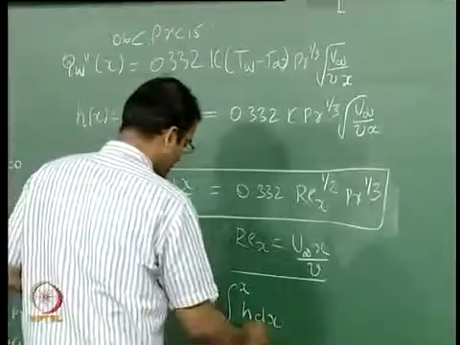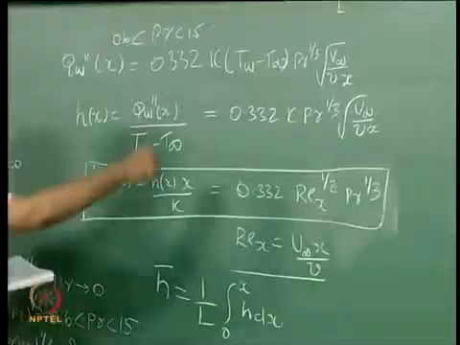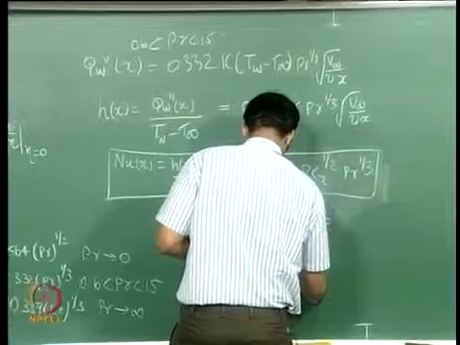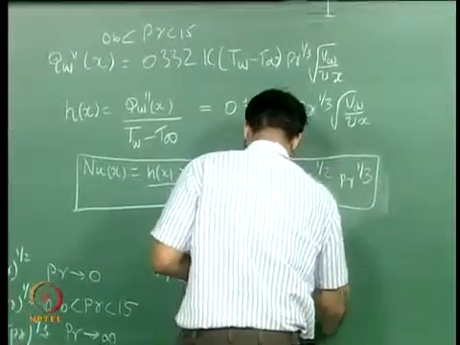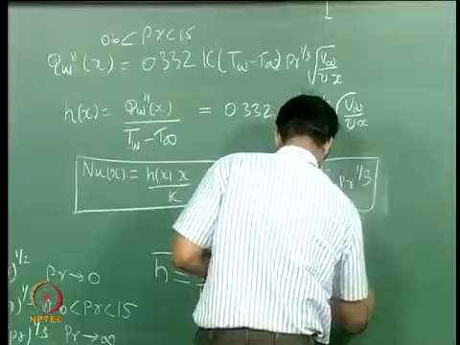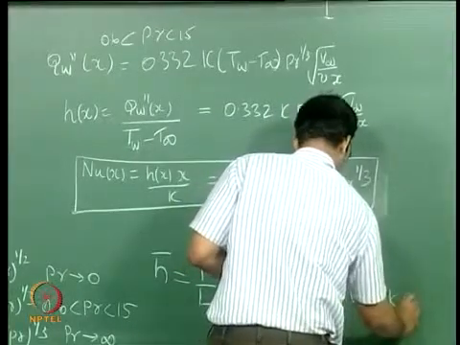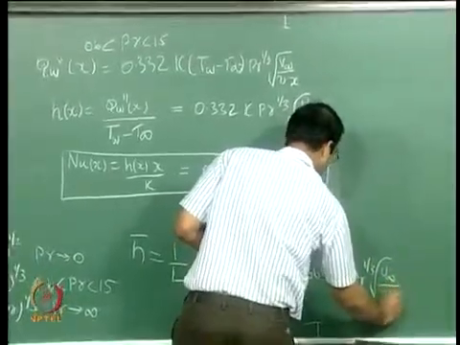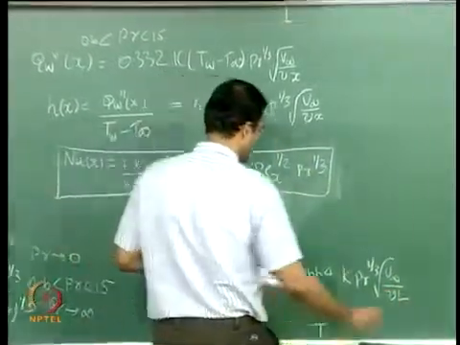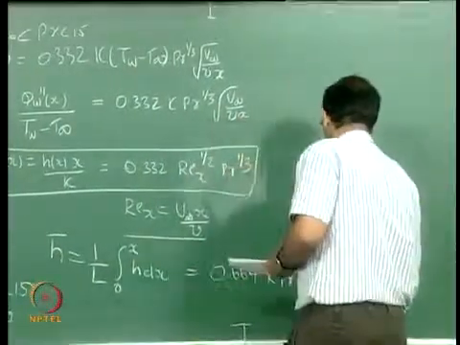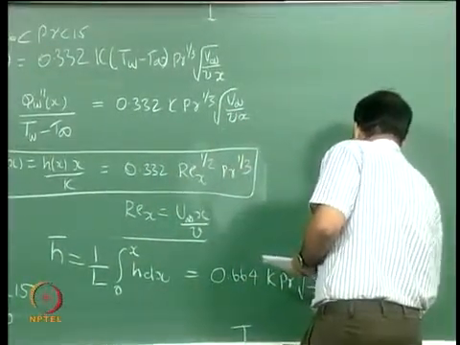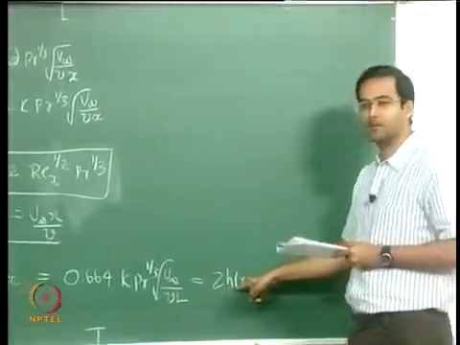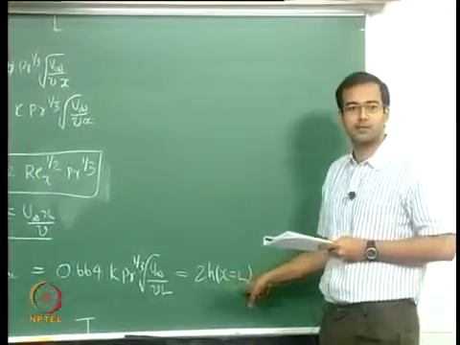Okay, so if I substitute, you can probably do that as a nice exercise. You can substitute and integrate it with respect to x. You will find that the resulting expression will be 0.664 into K Pr power 1/3 square root of u infinity by nu L. Okay, which is exactly twice of h of x, but here x will be equal to L. So this is exactly twice of the heat transfer coefficient corresponding to x is equal to L.